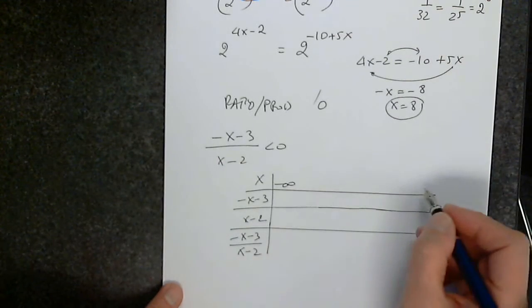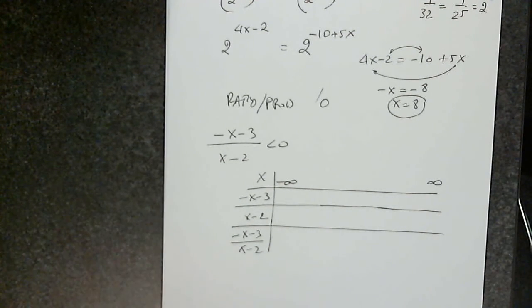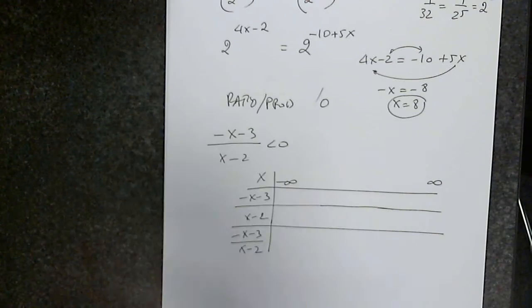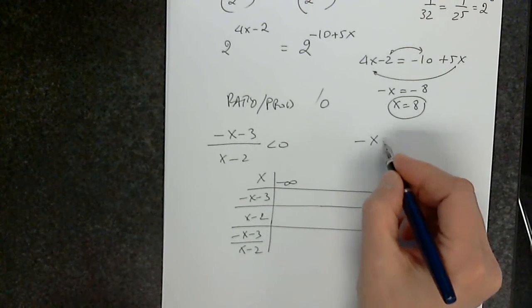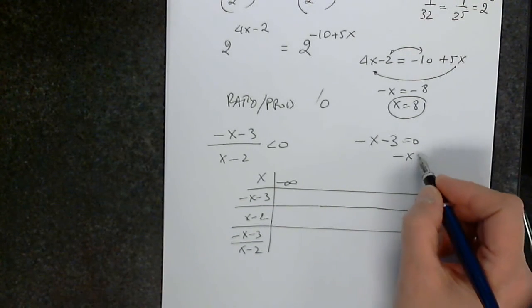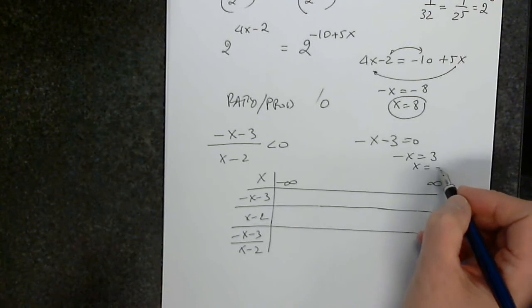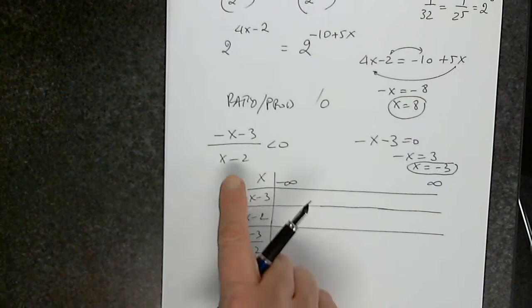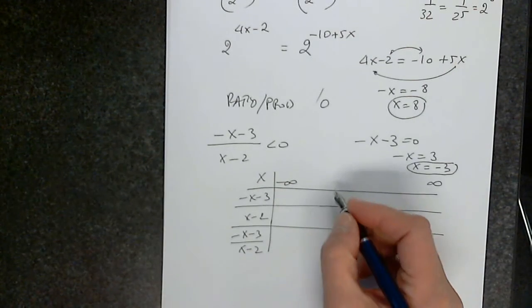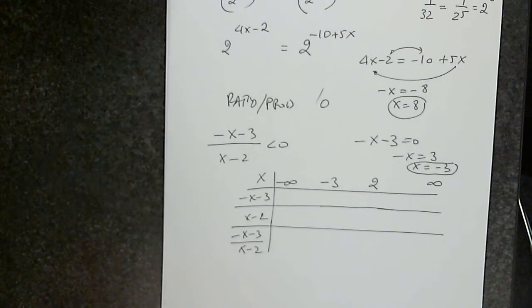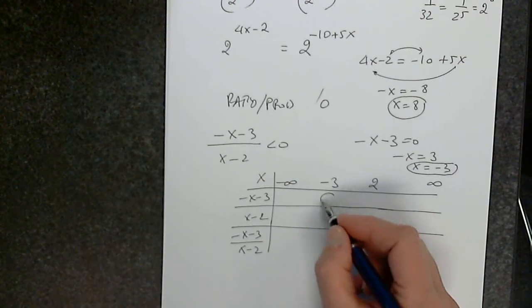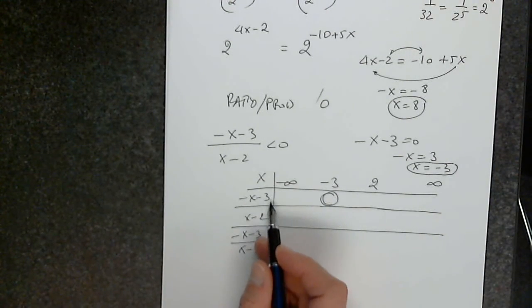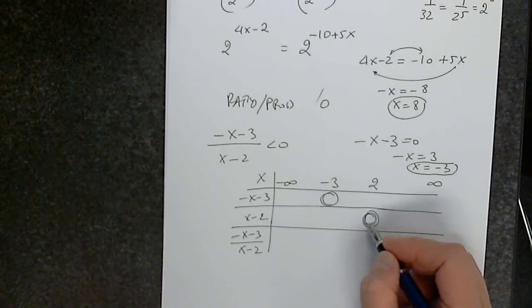X is the variable in the problem. I have to find the values that make these quantities 0. So I take the numerator, negative x minus 3 equals 0, negative x equals 3, x equals negative 3. So negative 3 is one value that I need to put in the chart. And the other one is 2. So negative 3 and 2. There is a 0 for negative x minus 3, and there is a 0 for 2.